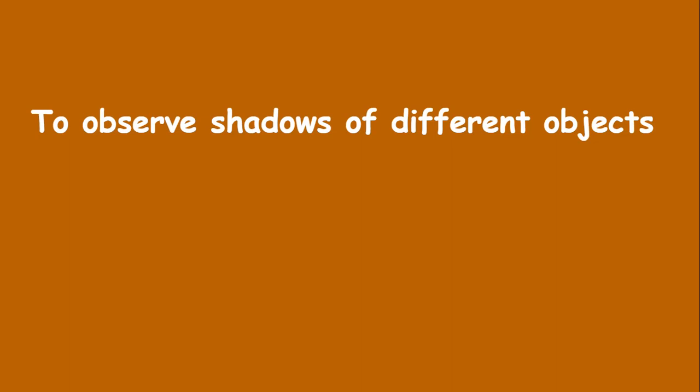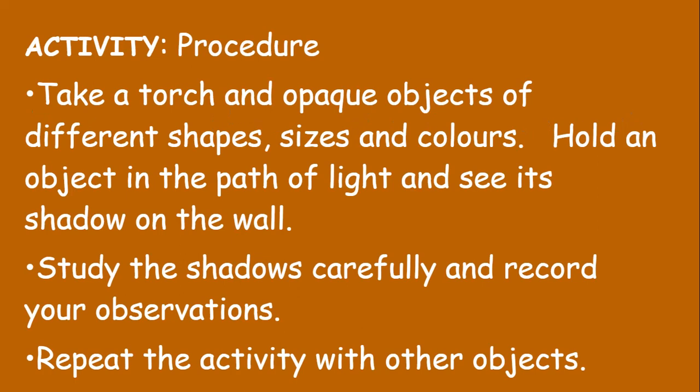Then, how do we make shadows of different objects? So let us do an activity. You need to take a torch and opaque objects of different shapes, sizes and colors. You can collect these objects from your surroundings. Hold an object in the path of the light and see its shadow on the wall. Study the shadows carefully and record your observations. Repeat the activity with other objects so that you will get different sizes and shapes of different objects' shadows.